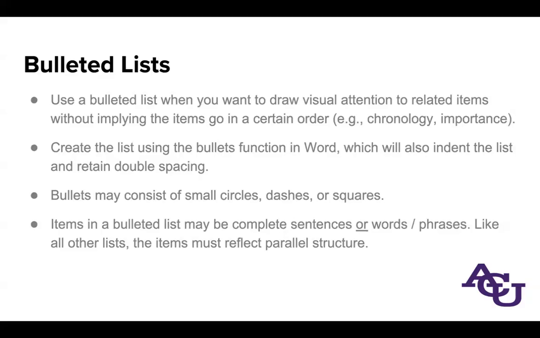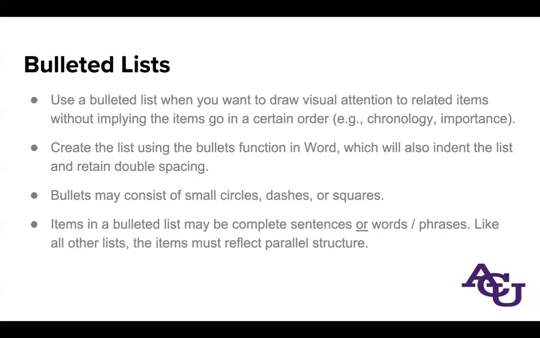It can consist of small circles, dashes, squares, or even other things. So you can use any type of bullet that you want per APA. If you're publishing for a journal or writing for a course, you may want to use the bullet that the journal or your instructor says to use. But APA is wide open about what kind of bullets you use.